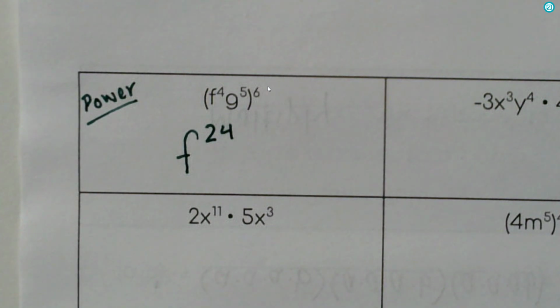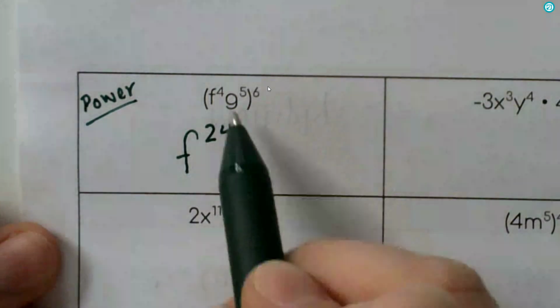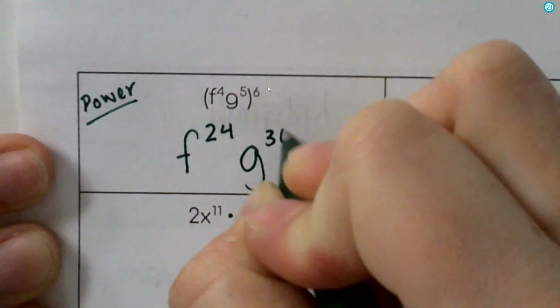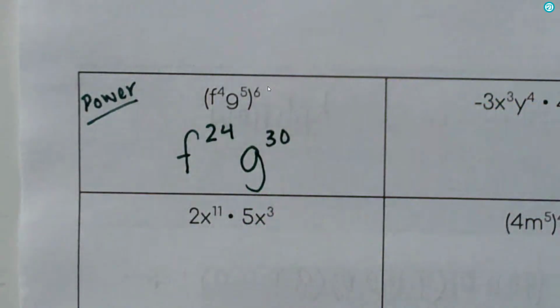Then, for g to the 5th to the 6th, I multiply those. 5 times 6 is 30. So I get g to the 30th. Okay, any questions on that guy?